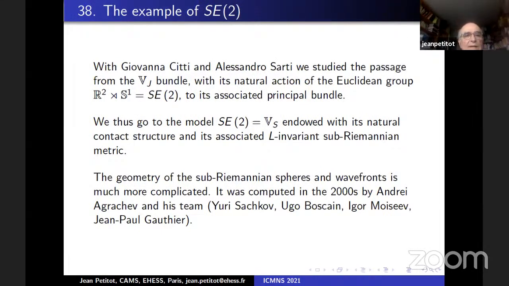My last slides are on the geometry of SE2. With Giovanna Citti and Alessandro Sarti, we studied the passage from the VG bundle with its natural action of the Euclidean group, R2 cross S1, to its associated principal bundle. And we thus go to the model I call the VS equal S2, endowed with its natural contact structure and its associated left-invariant sub-Riemannian metric. And the geometry of the sub-Riemannian spheres and wavefronts is much more complicated, and it was computed essentially by Andrei Agrachev and by his team, Yuri Sachkov, Ugo Boscain, Moiseev, Jean-Paul Gauthier, and others.